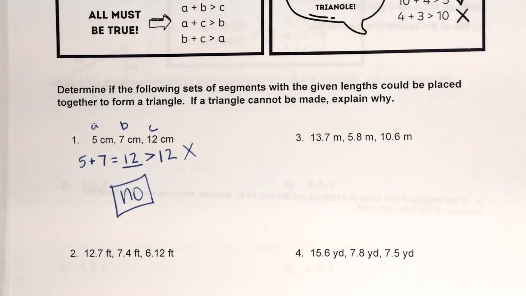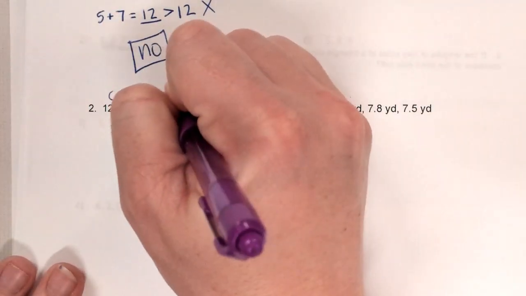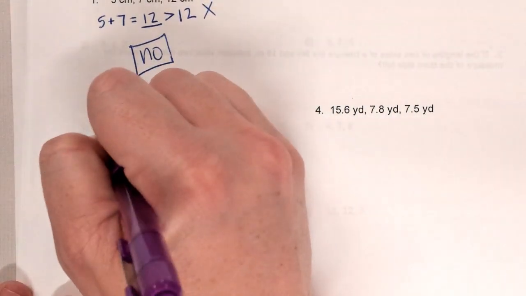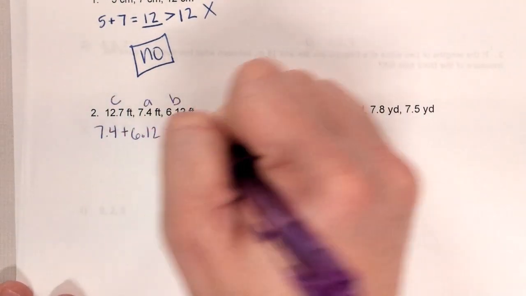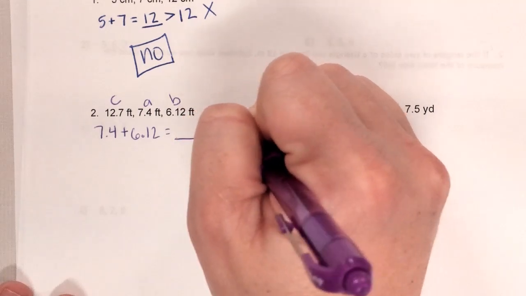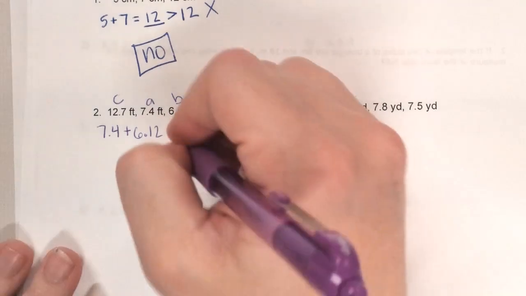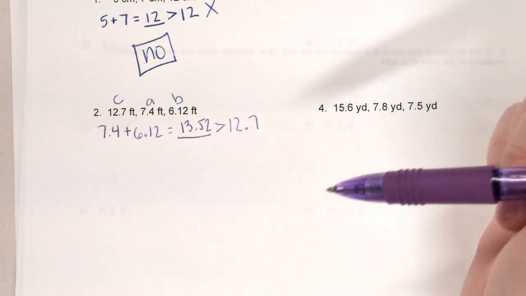So let's look at number 2. My longest side is C. Then it doesn't matter how these are labeled. So my first inequality is A plus B, which is 7.4 plus 6.12, and whatever that is should be greater than 12.7. What's 7.4 plus 6.12? 13.52. Is 13.52 greater than 12.7?